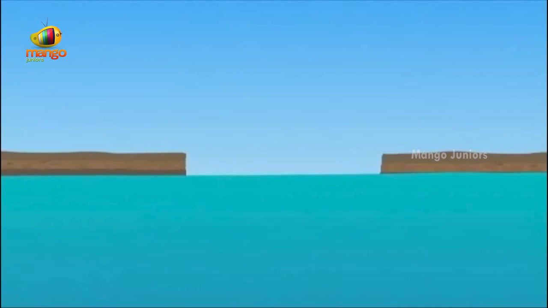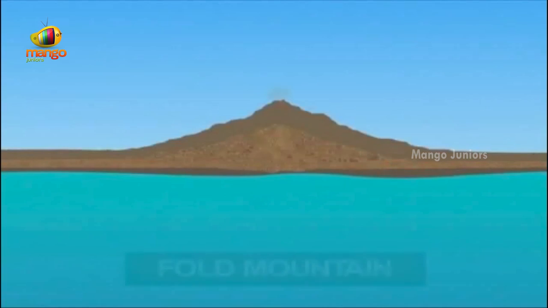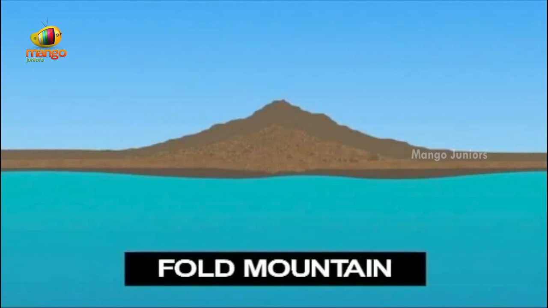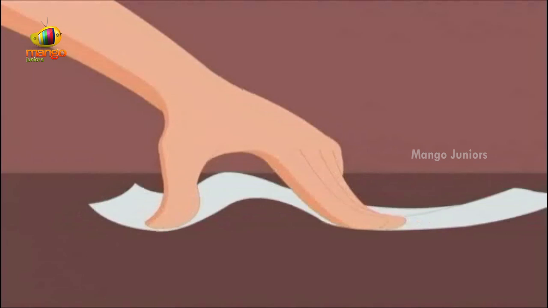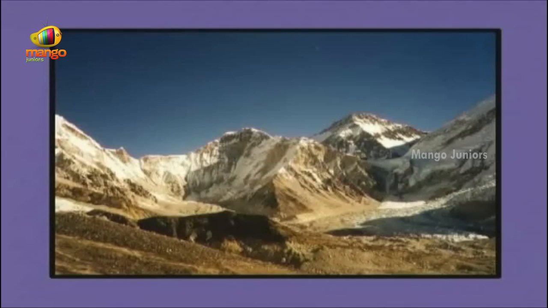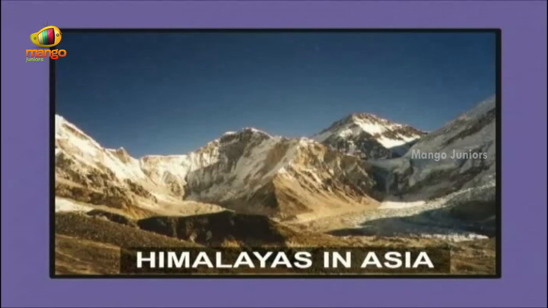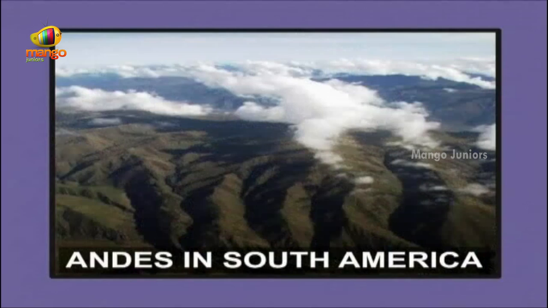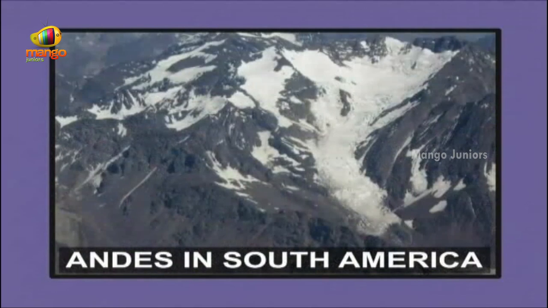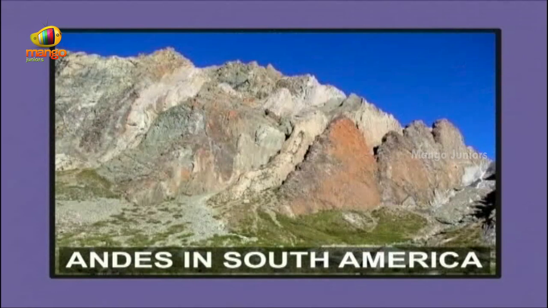peaks. The fold mountains were formed when 2 plates collided head-on and their edges crumpled, just as a piece of paper folds when pushed together. The Himalayas in Asia, the Alps in Europe, and the Andes in South America are examples of fold mountains.